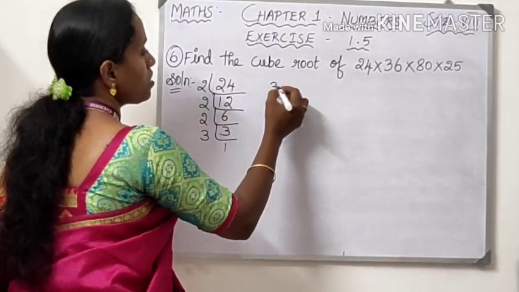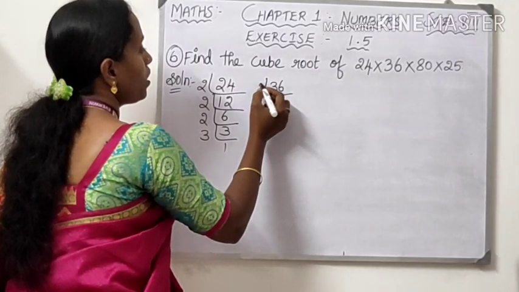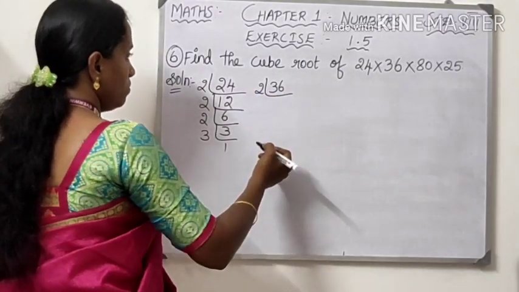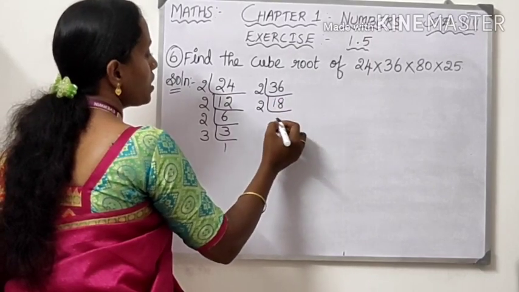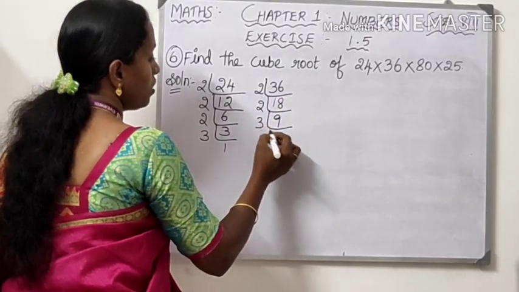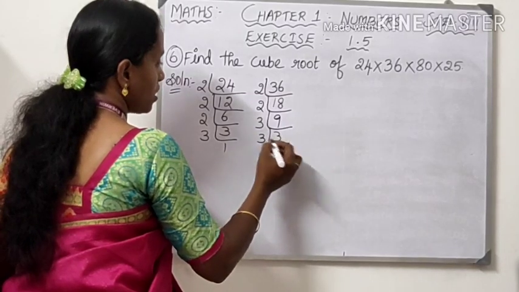Then take 36. Using the 2 table, 2 18s are 36, again 2 table, 2 9s are 18, then 3 3s are 9, 3 1s are 3.